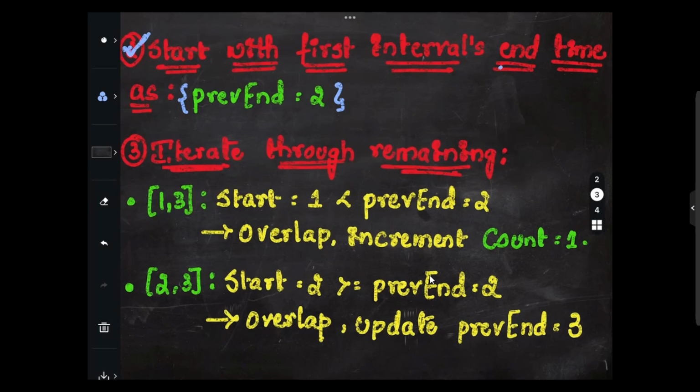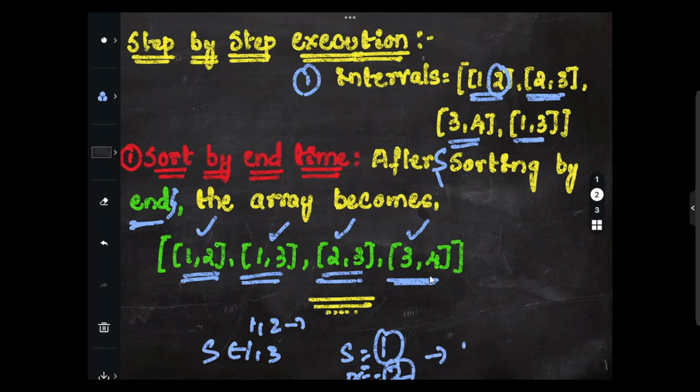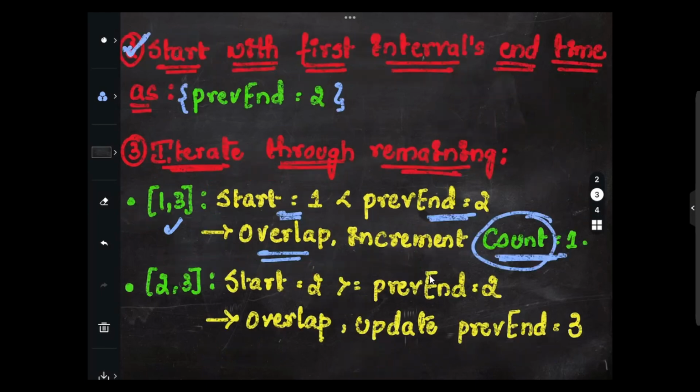So we will iterate through the remaining. Next, the second one we have is 1 comma 3, right? Start equals 1, which is less than previous end 2. So this overlaps, and we will increment the count to 1. Means after sorting here in this case we have 1 comma 2 and 1 comma 3. In this case previous end is 2 and start is 1, right? Start is 1, previous end is 2. Both differ here, the numbers differ here. In this case we will increment the count to 1.